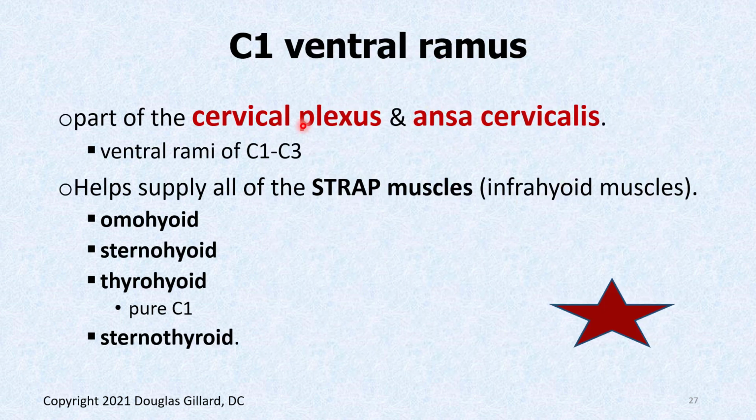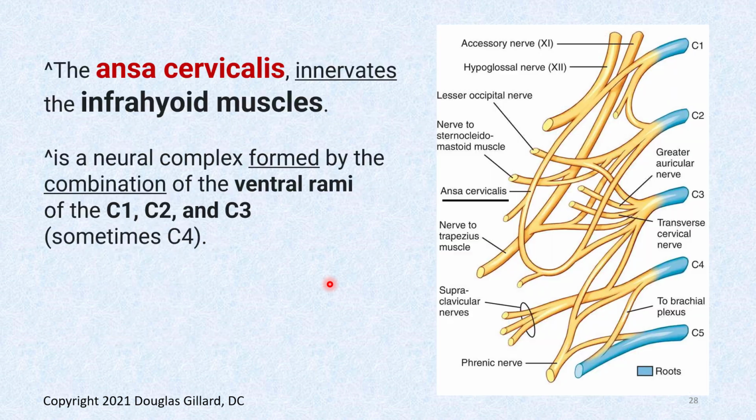All right. So what about the ventral root? The ventral root, no, it doesn't supply the suboccipital triangle. It's motor as well. It makes up part of the cervical plexus and the ansa cervicalis, which you studied in Gross 1 anatomy. The ansa cervicalis is made from the ventral rami of C1, C2, and C3, sometimes C4. What does the ansa cervicalis do? It supplies the strap muscles, aka infrahyoid muscles. Who are they? This is all Gross 1 stuff. Omohyoid, sternohyoid, thyrohyoid, and sternothyroid. So those are the strap muscles. In fact, thyrohyoid is pure C1 innervation, but that's from the ventral ramus.